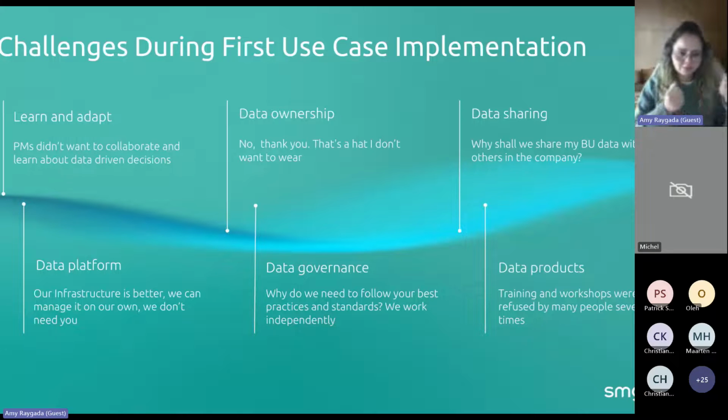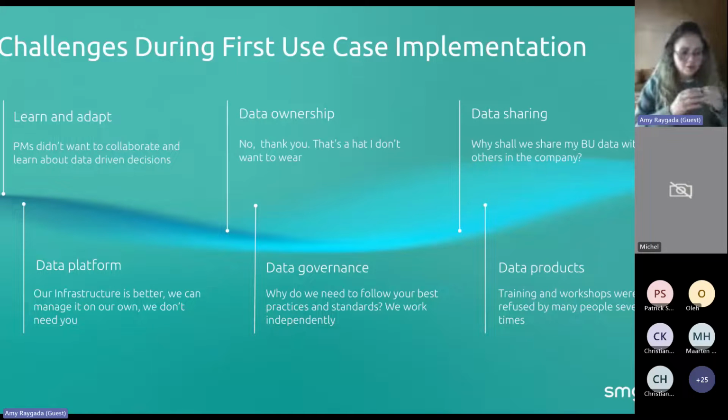And you try to convince them that this data will make it even easier for them to work in product, for example, and show them how they can leverage better products that will satisfy the customers to get more leads. They didn't really want to collaborate. Then data sharing, since we have a lot of business units, as I explained, they were asking questions such as, why shall we share my business unit data with others in the company? I don't want to share my data. This is not the way we work, and a lot of negative statements out of it.